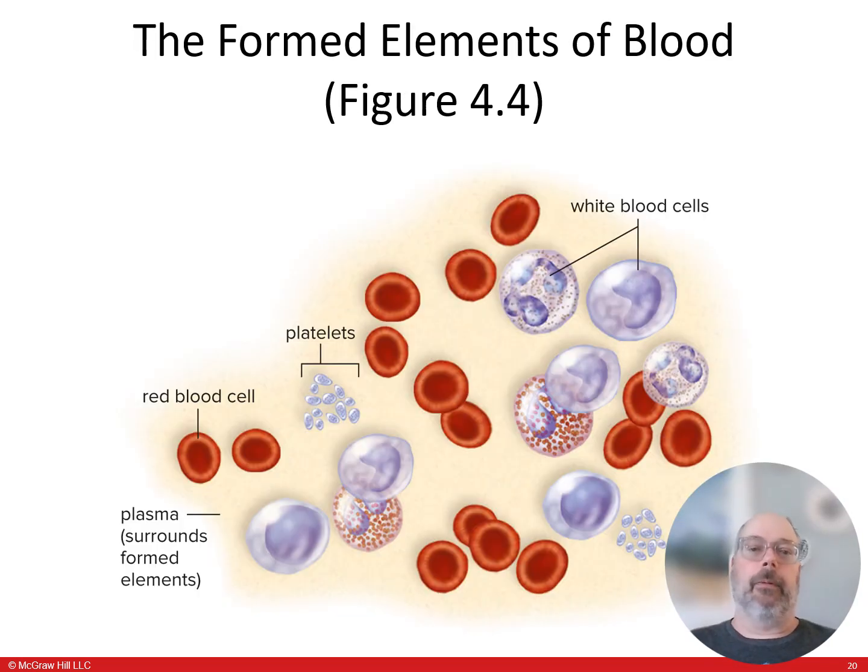So here's just some illustrations of these cells. The red blood cells are easy to pick out. They look like little red donuts. The platelets are just little pieces of cells. They're very small. And the white blood cells usually have a white or a blue look to them. And you can tell the different types apart by the shape and size of their nuclei.